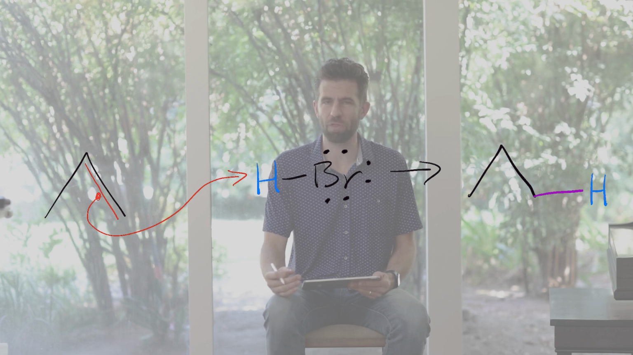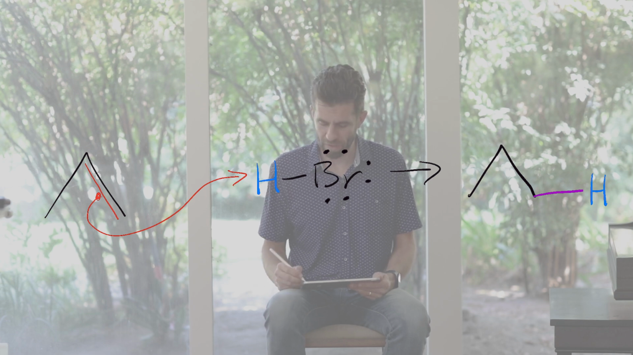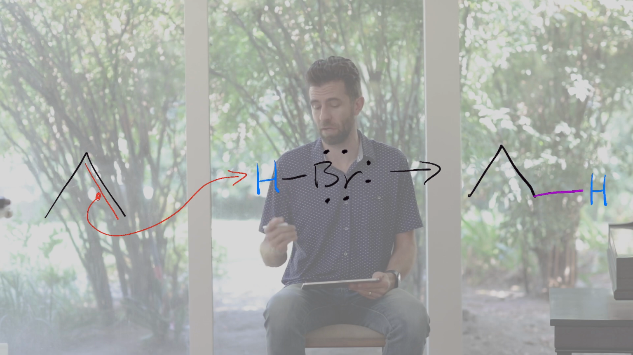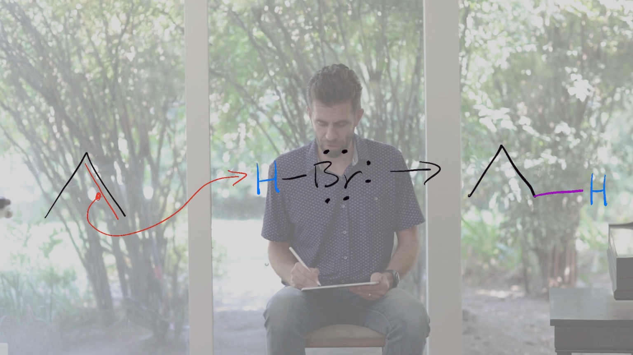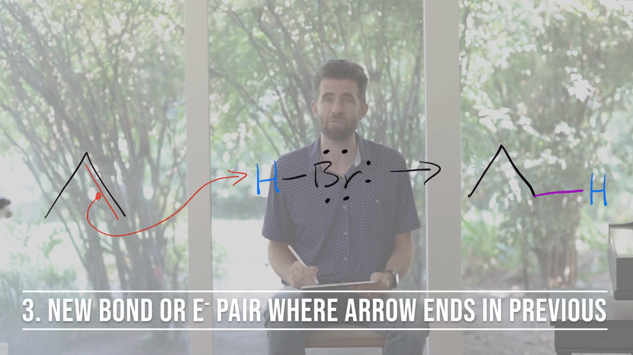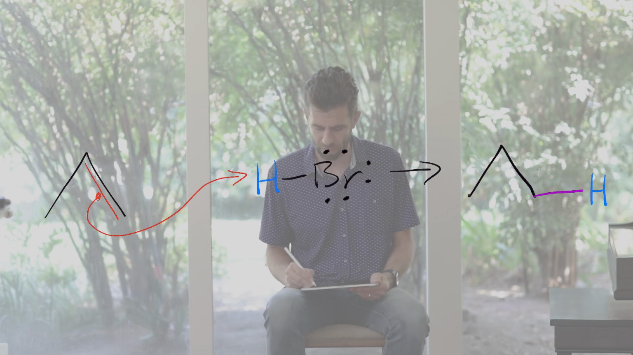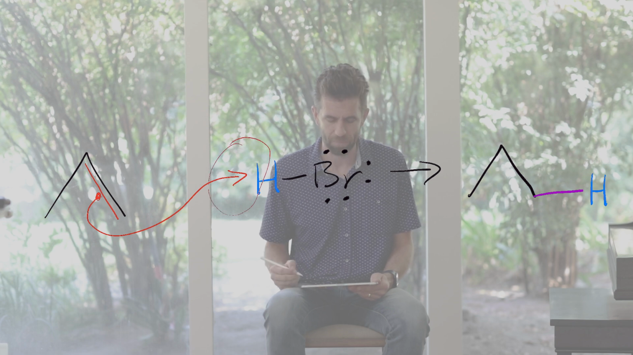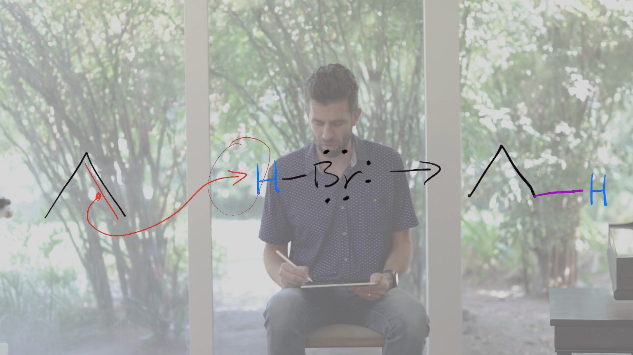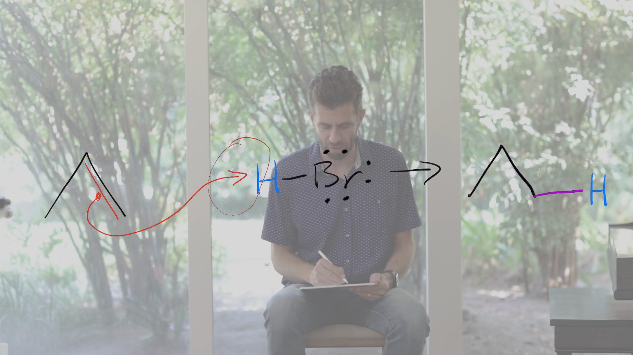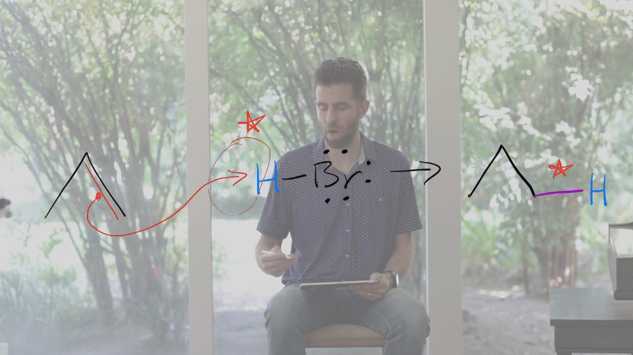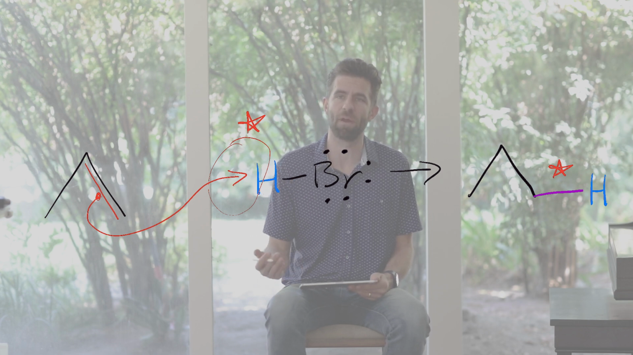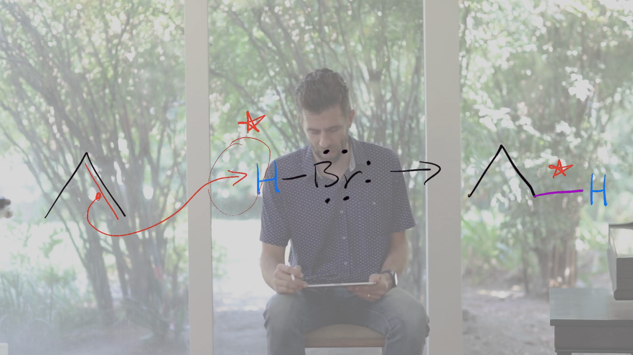Now there's an important thing that's happening here. The third thing I'm going to look for is that wherever an arrow ends, there should be a new bond or pair of electrons. So if the arrow ended right here on this H, on the right hand side over here, this should correlate with a new bond. Or it could be a lone pair of electrons. Let me show you what that would look like.